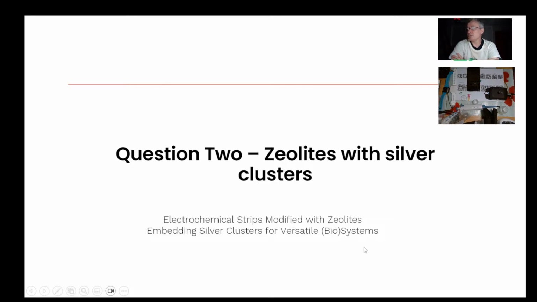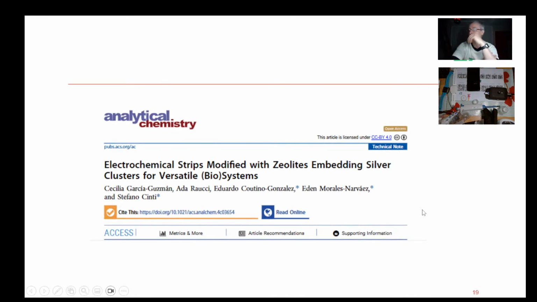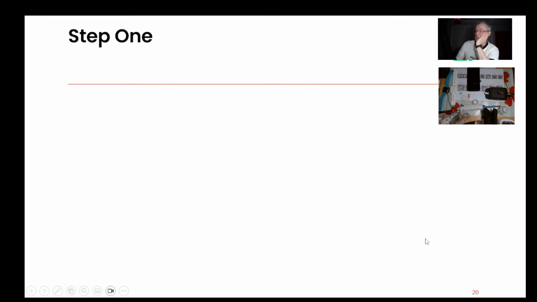So question number 2, somebody showed me this paper and said, can we translate this paper into a commercial product? So let's talk about that now. I may use some of their data, so I just wanted to make sure that you understand whose data I am showing. This is the name of the paper: electrochemical strips modified with zeolites embedded with silver clusters for biosensing. I've slightly changed the wording there, but it feels more natural for me. It's led by a good guy called Stefano Cinti, and I will discuss their work.